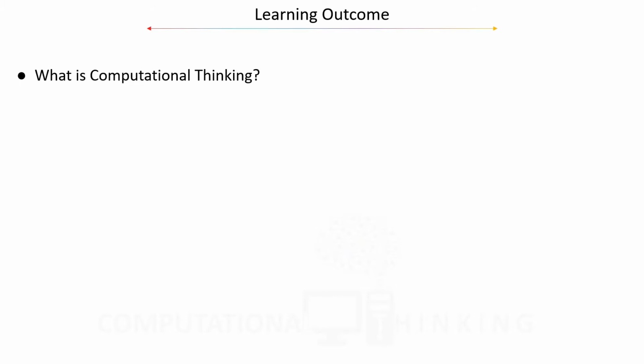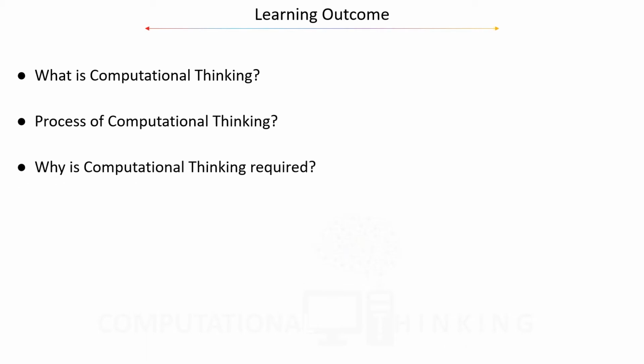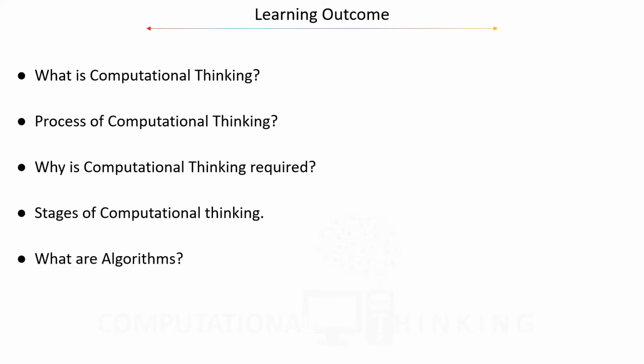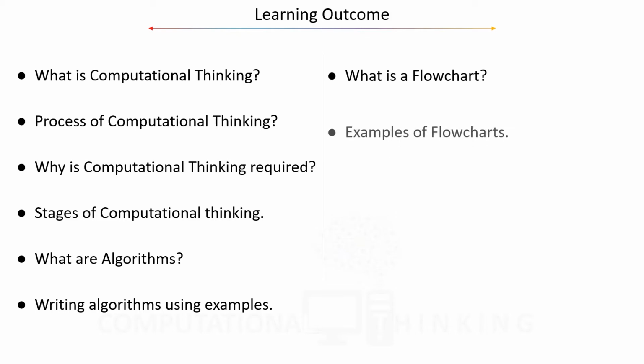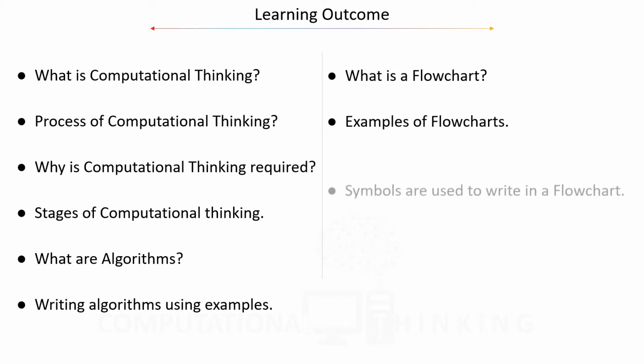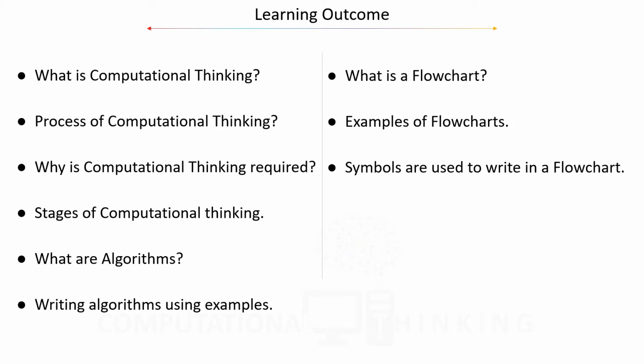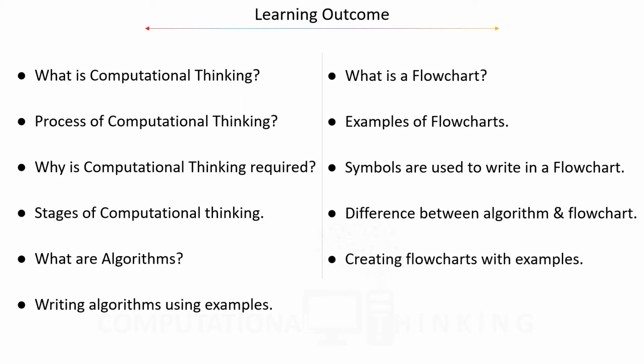Let's first find out the learning outcome of this video. That is, in this video, you will learn about what is computational thinking, what is the process of computational thinking, why is computational thinking required, stages of computational thinking, what are algorithms, writing algorithms using examples, what is a flowchart, examples of flowcharts, which are the symbols that we use to write in a flowchart, the difference between algorithm and a flowchart, and creating flowcharts with examples.